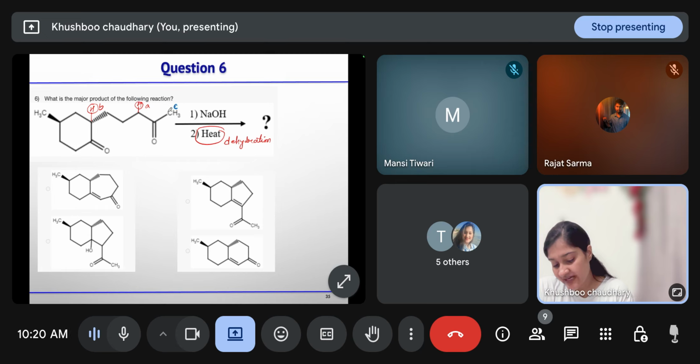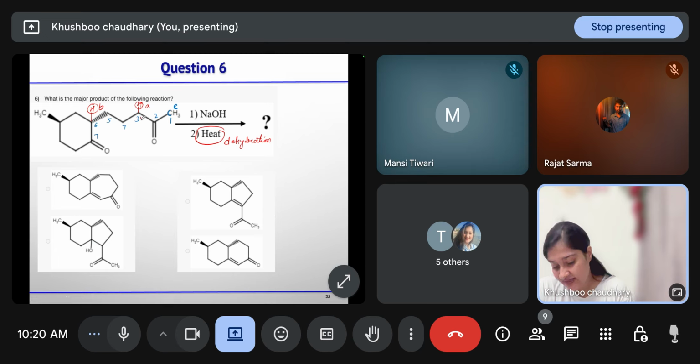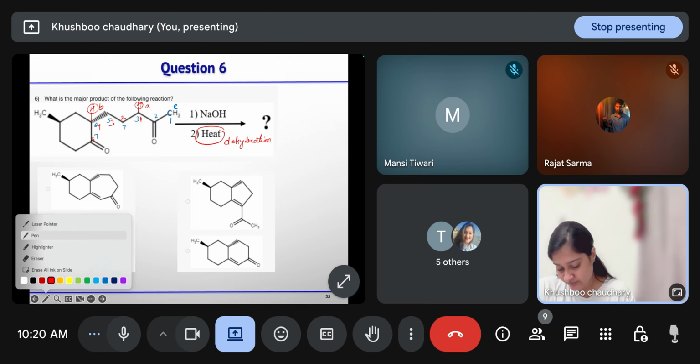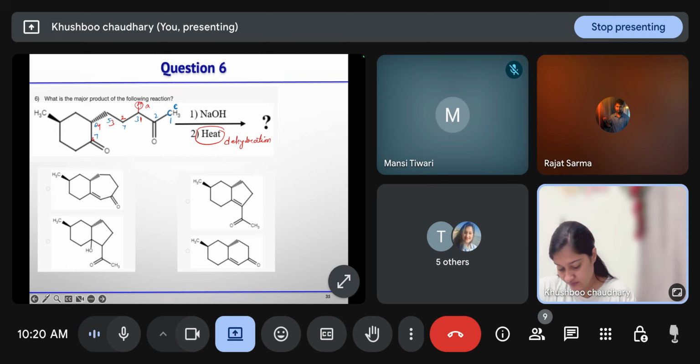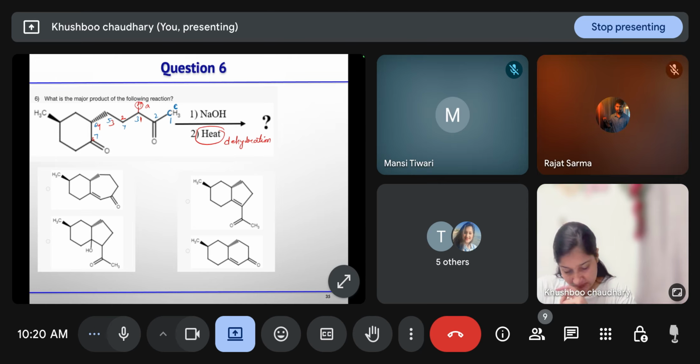But if it abstracts from the C, then 1, 2, 3, 4, 5, 6, 7, a 7-membered ring will form. And if it is taking from the A side, then 1, 2, 3, 4, 5, a 5-membered ring will form. So which one is the major? A 5-membered ring or a 7-membered ring? 5-membered ring. So we will write both the products.